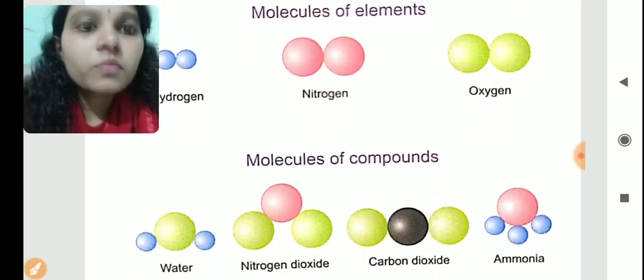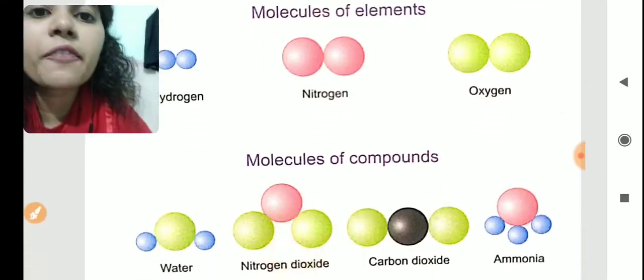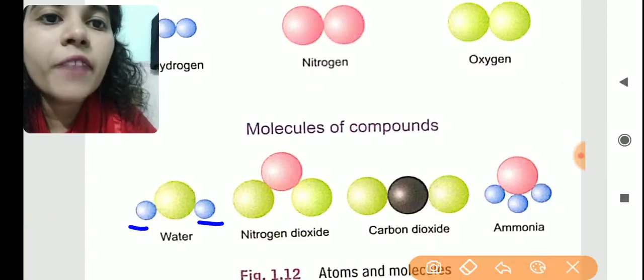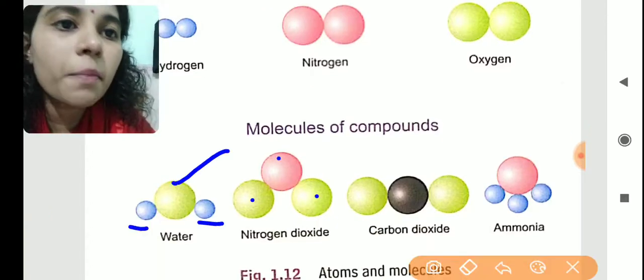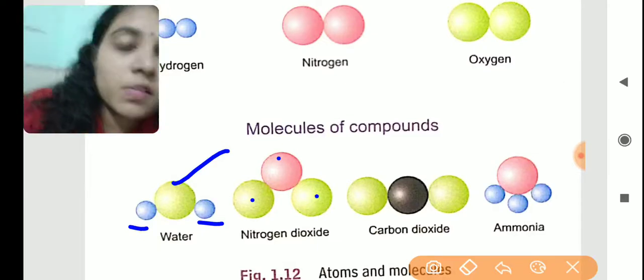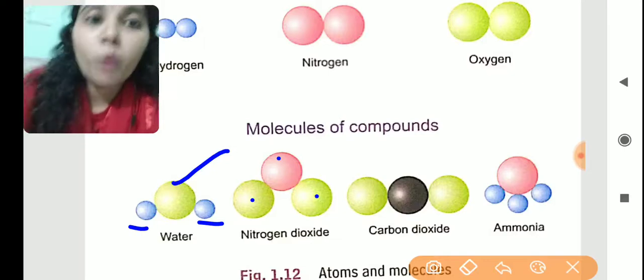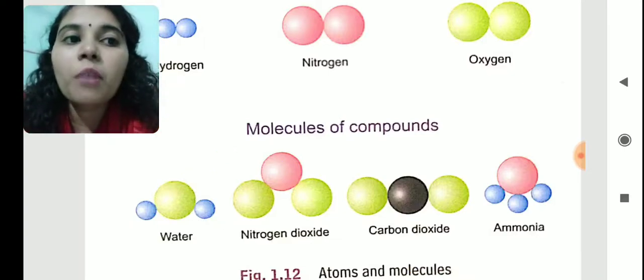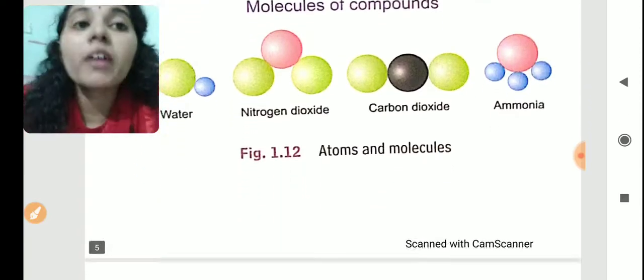Then if different atoms are present, see, the blue color was hydrogen atoms. Okay, that is a compound. A group of atoms is called a molecule, and a group of molecules is called a compound, or different elements combined together form a molecule, form a compound.